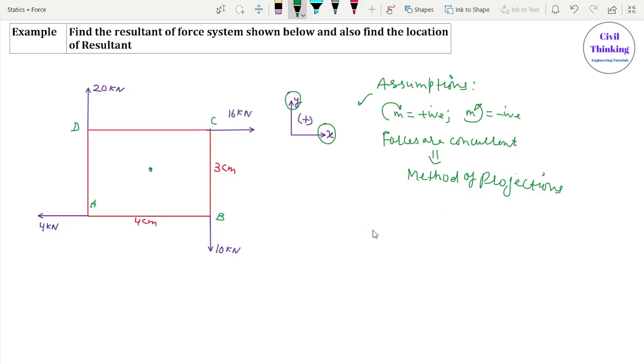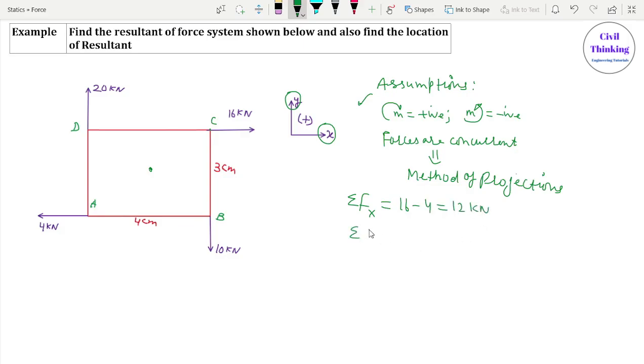Now, it's very easy. In the method of projections, we find the summation of forces in the x direction and the summation of forces in the y direction. So let's first find the sum of all the forces in the x direction. Now 16 kilonewton is in the x direction. It is towards right, so it is positive because towards right is positive. 4 kilonewton is along the x-axis, and it is towards left, which is negative. So the summation of all the forces in the x direction is 16 minus 4, which is 12 kilonewton.